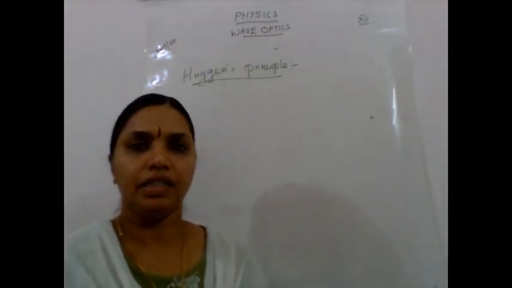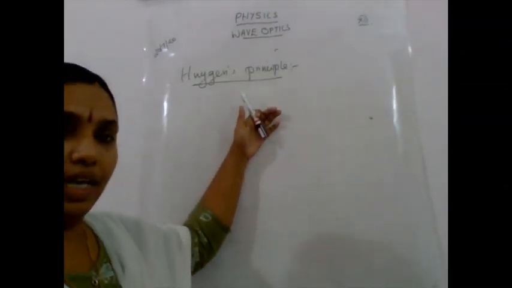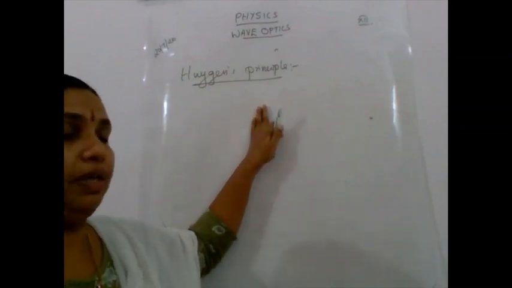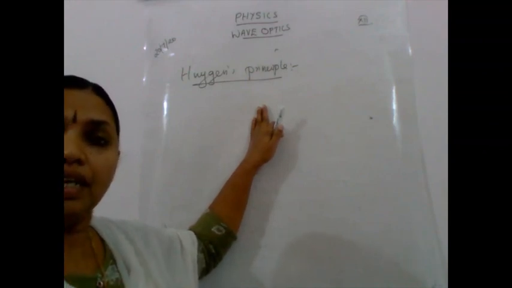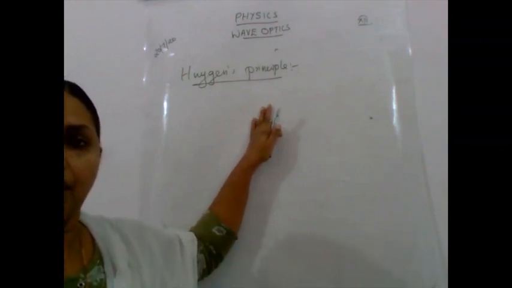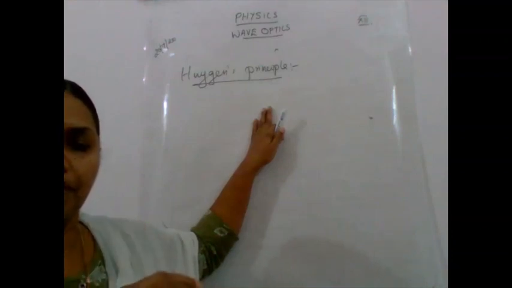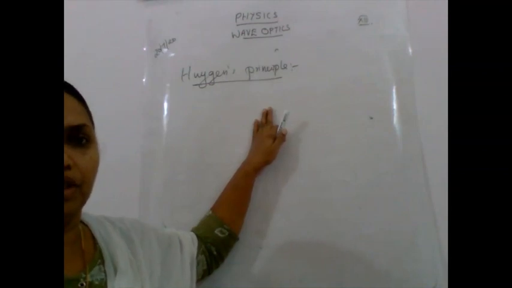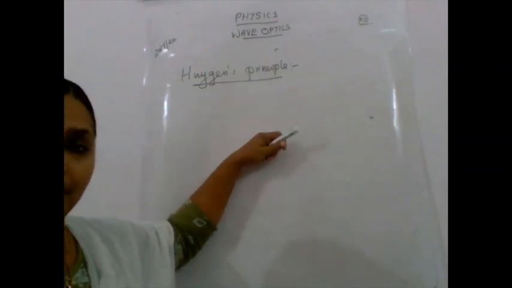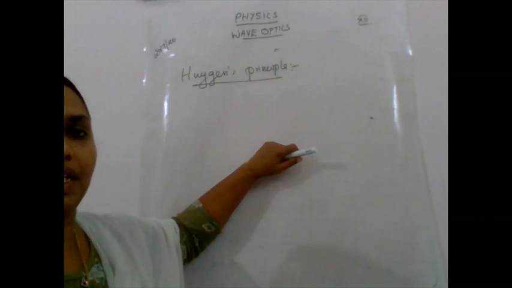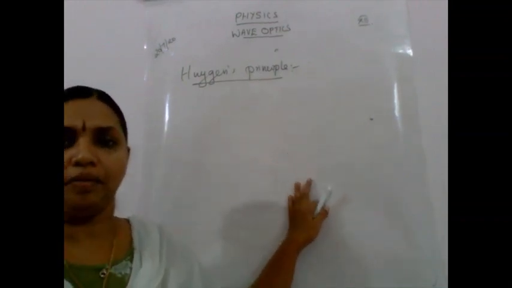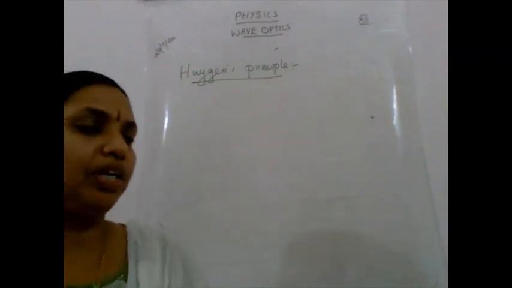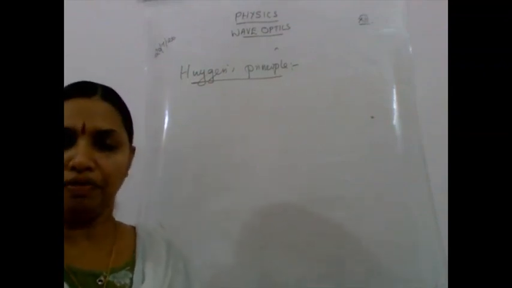Next is Huygens principle, by Christian Huygens. So wavefront we know. Huygens principle will tell us about the propagation of the wavefront. From the source, one wavefront is originated, and how the light propagates as a wave is explained by Huygens principle. According to Huygens principle, each point on the wavefront is a source of the next wavefront.